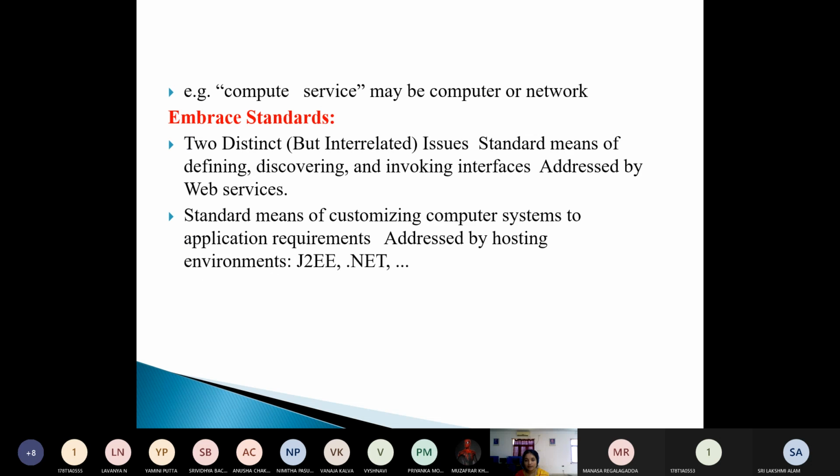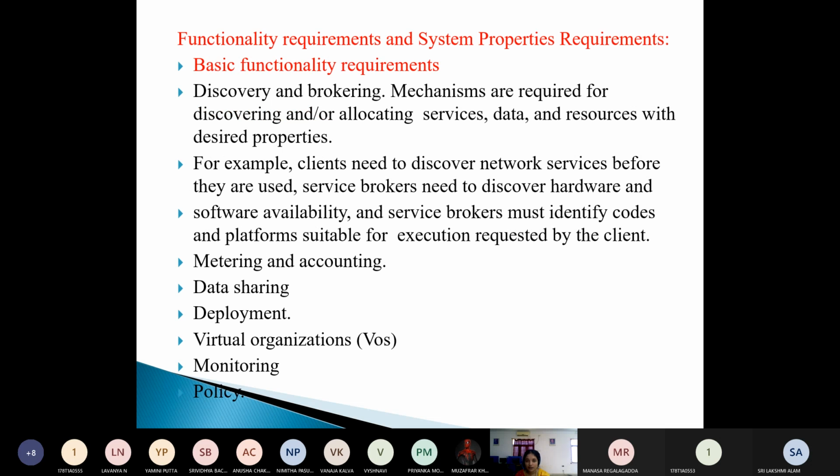So next, this is the example. These are the motivations of OGSA. Motivation is nothing but the goals of the OGSA. Next, coming to functionality requirements and system property requirements. What is meant by basic functionality requirements?